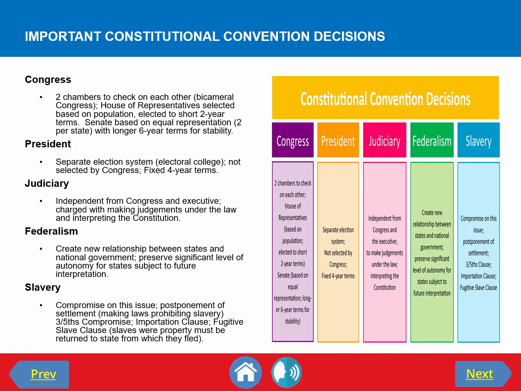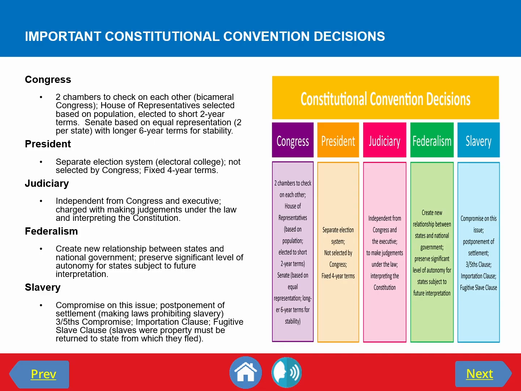terms for stability. The President would be selected in a separate election system, based on the Electoral College rather than a direct popular vote. The executive would not be selected by Congress, but in this new, rather complicated system that would convert the popular vote of the people into presidential electors, and presidents would serve fixed 4-year terms. The judiciary was created as independent from Congress and the executive, and would be charged with making judgments under the law and interpreting the Constitution.